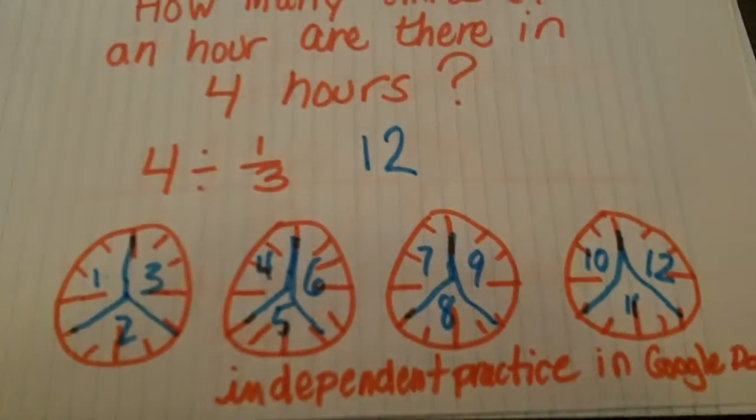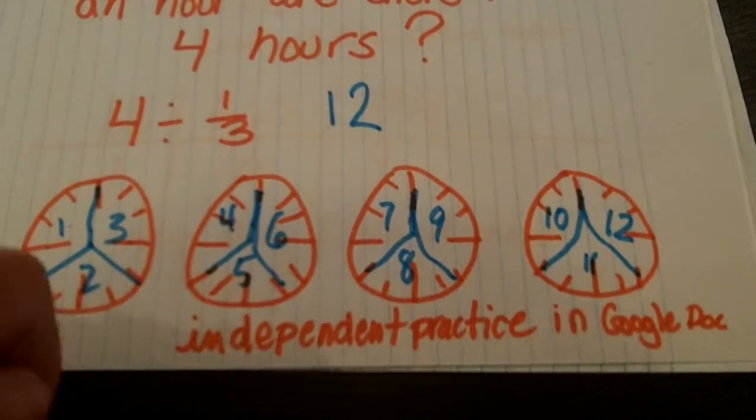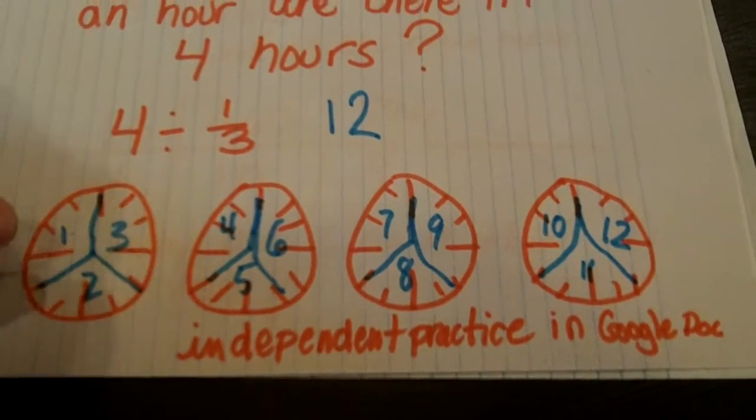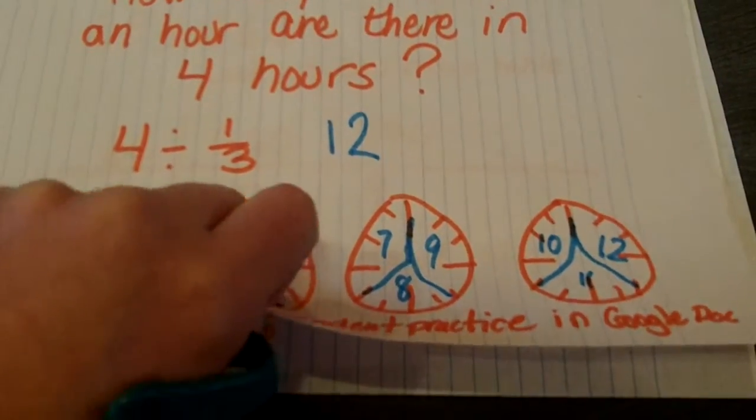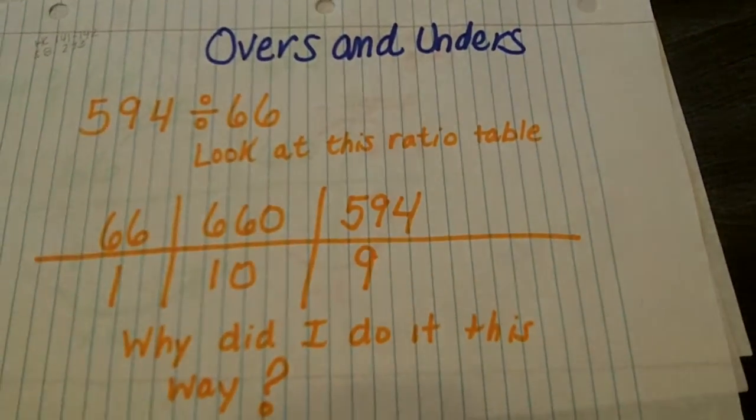So you'll do some more independent practice shortly in a Google Doc that I have shared with you. But now let's continue on to the second part of this with over and unders.